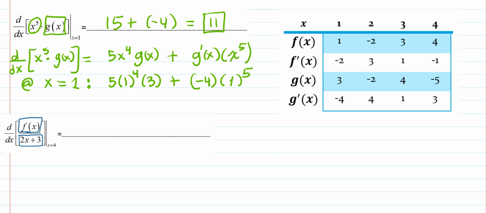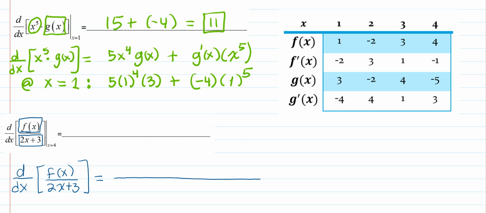Okay, so if we were to write out our work, we would say the quotient rule says the derivative of f of x divided by 2x plus 3 is going to be the derivative of the top, which is the derivative of f of x, multiplied by the bottom, 2x plus 3, minus the derivative of the bottom, which would be, the derivative of 2x is 2, the derivative of 3 is 0, so you just have 2 multiplied by the top as is, and then divided by the bottom squared, 2x plus 3 squared.